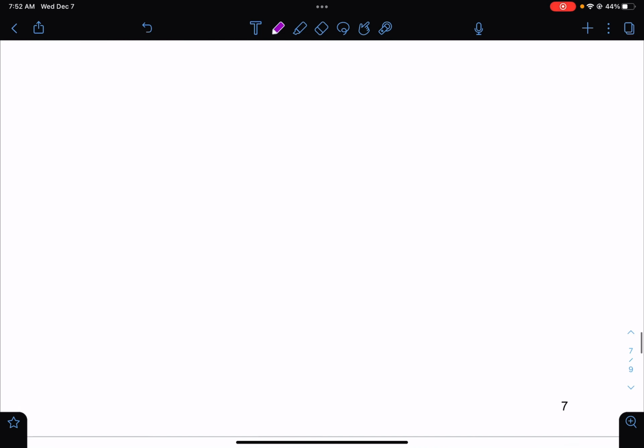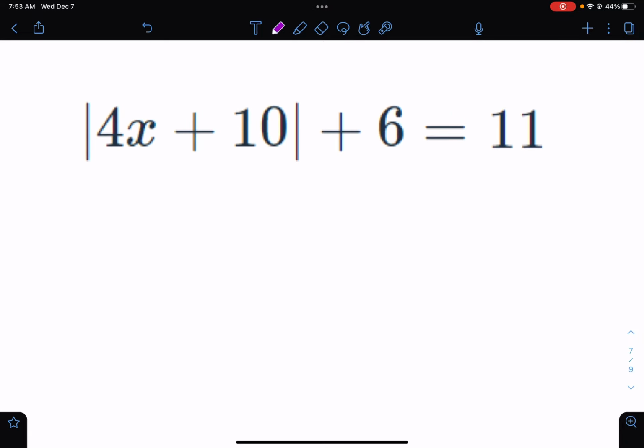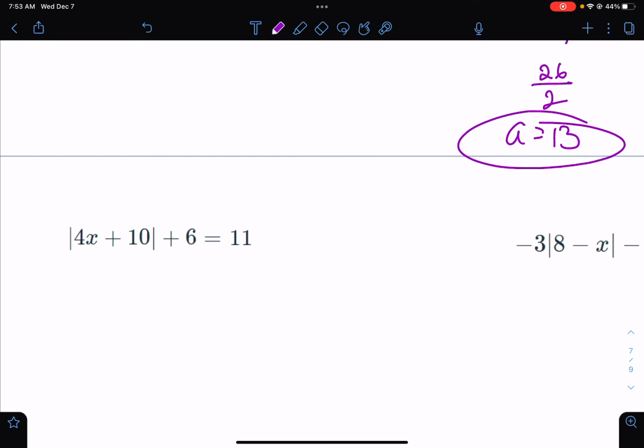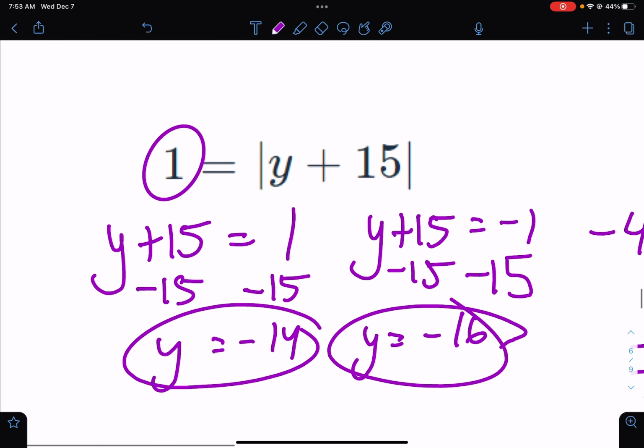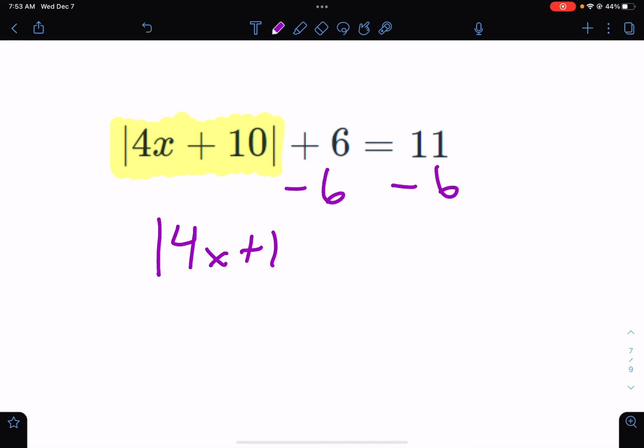All right. So now, we're going to get into slightly more challenging ones, but it's totally doable. Now, this problem is different than what we've been doing because there's other stuff around the absolute value, right? If we look here, we've got this pesky plus 6 on the outside. Now, what you have to do with these is you have to get the absolute value, essentially, by itself. So if I'm trying to get this thing that's highlighted by itself, I need to get rid of the 6. So I end up with absolute value of 4x plus 10 equals 5.